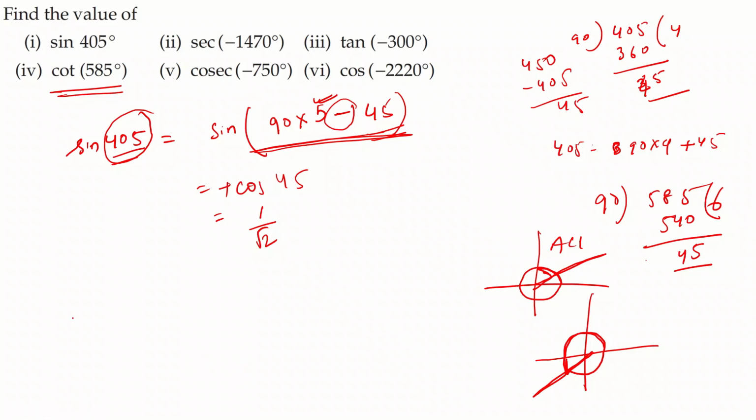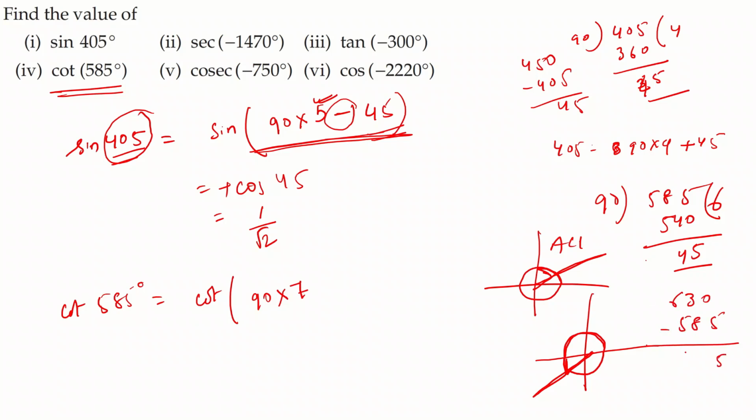Alright, now again the same question. Cot 585 degrees. So we can write down this 585 as cot 90 times, initially we wrote it as 6 times, right? So 90 times 7 will give us 630, and what to subtract? 5, 9, 13 minus 9 again 4, so again minus 45. So you can write 585 as 90 times 7 minus 45.